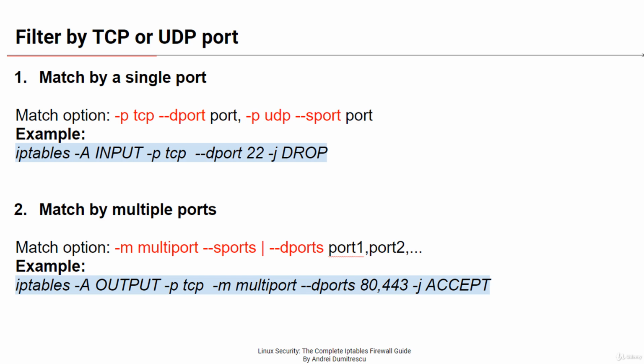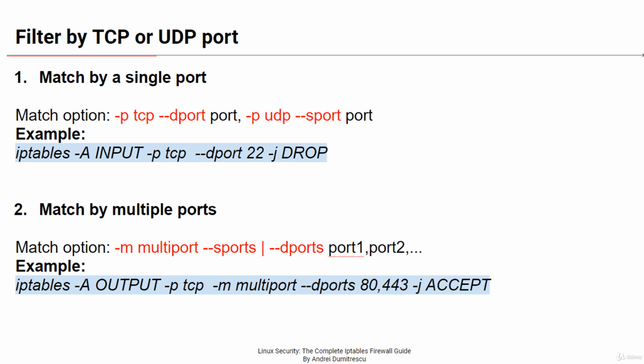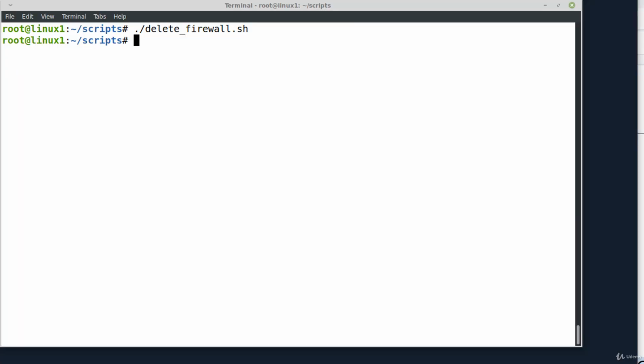Let's take a look at this example. We are accepting outgoing traffic, it's the OUTPUT chain, to port 80 or 443. This means traffic destined to HTTP or HTTPS servers. Perfect. Let's go to a terminal and see some live examples.